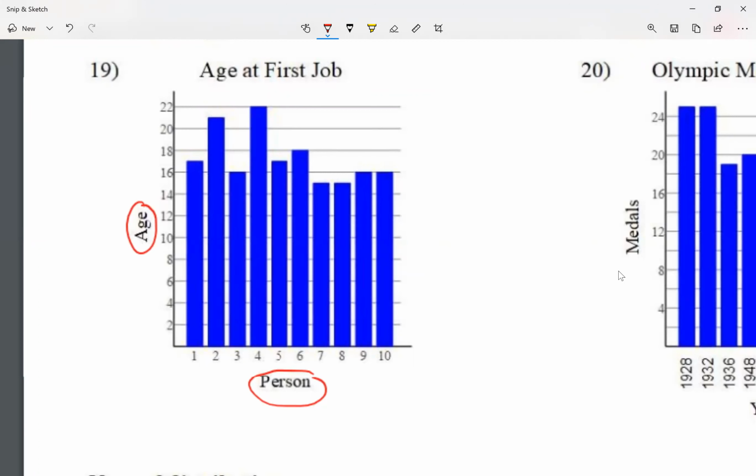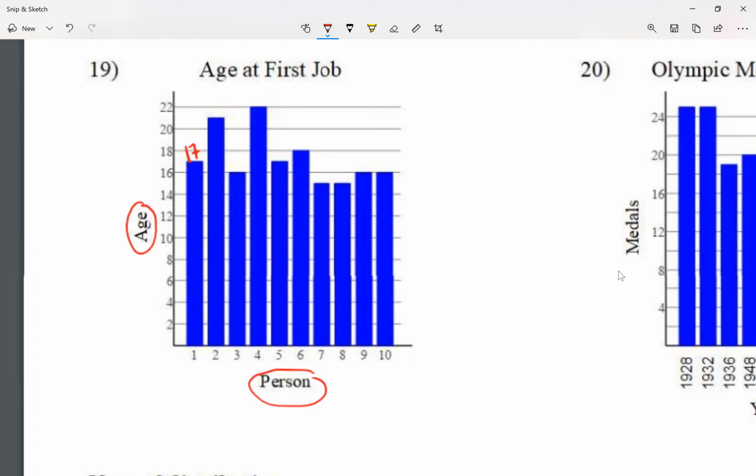Like, see how person number 1, it goes up. I'm looking at how high the bar goes. It goes in between 16 and 18. So that will be 17. On our program, you can put the cursor on top of the bar and it will tell you 17.